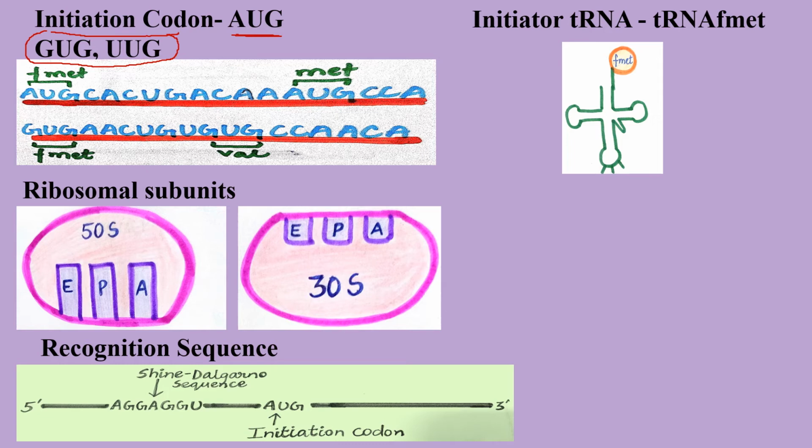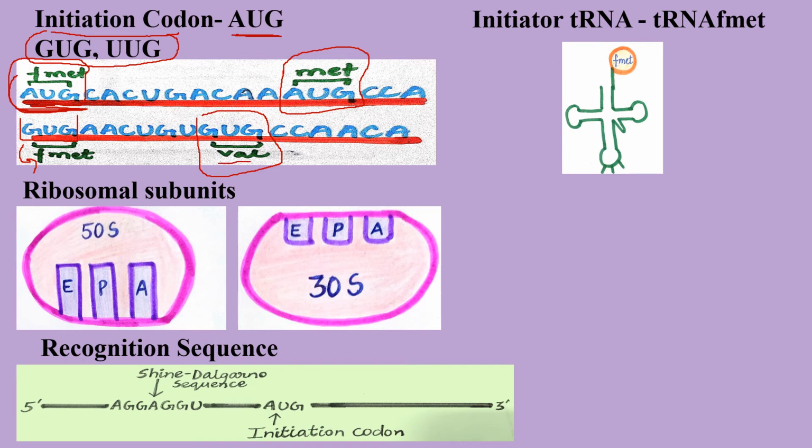AUG, when present at the initiation site, codes for formyl methionine. But when AUG is present in the coding region of mRNA, it codes for methionine. It will code for formyl methionine only when it is present at the initiation site. In the same way, when GUG is present at the initiation site, it codes for formyl methionine in the case of prokaryotes. But when GUG is present in the coding region of mRNA, it codes for valine.